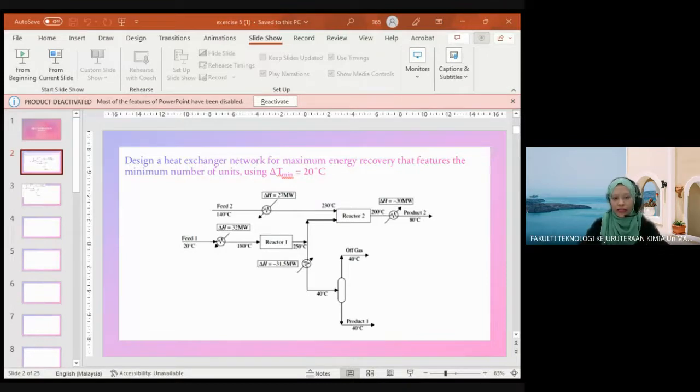Now sometimes in the question, the streams are not given. The details on hot stream and cold streams are not given. For example, if you are given this flow sheet, what's the question? You need to design a heat exchanger network for maximum energy recovery that features the minimum number of units, using delta T min equal to 20 degrees C, right? So what is the first step?